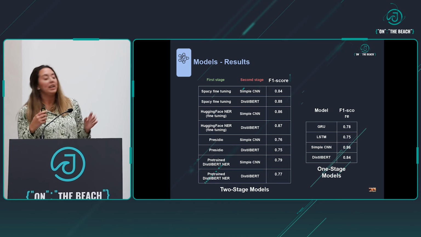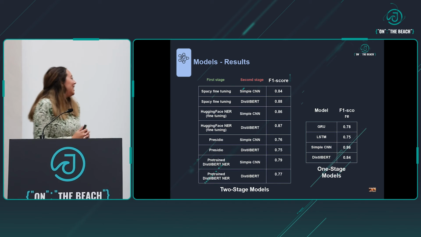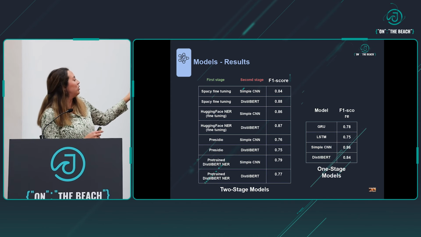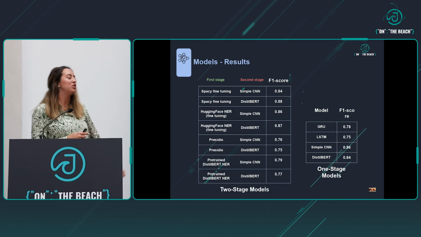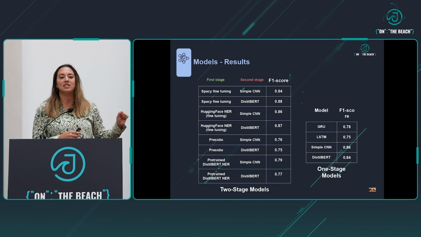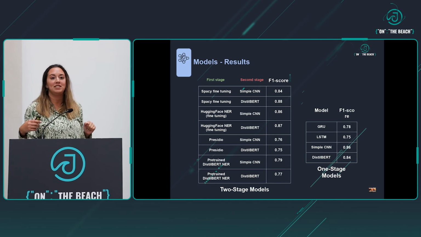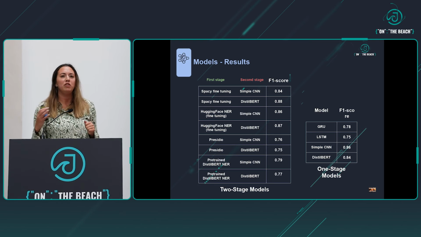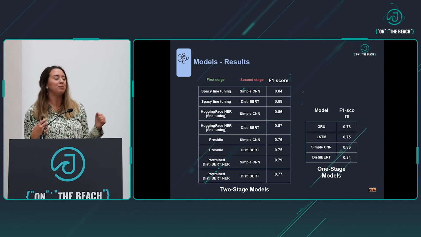So here are our results. I thought you would be interested in looking at them. One-stage models show quite good results for the last two, simple convolutional neural network architecture and DistilBERT. I did not mention that we decided to use the DistilBERT variant. It is much lighter, faster, and also it has 93%, I believe, of the performance of BERT. So it was very convenient for us.